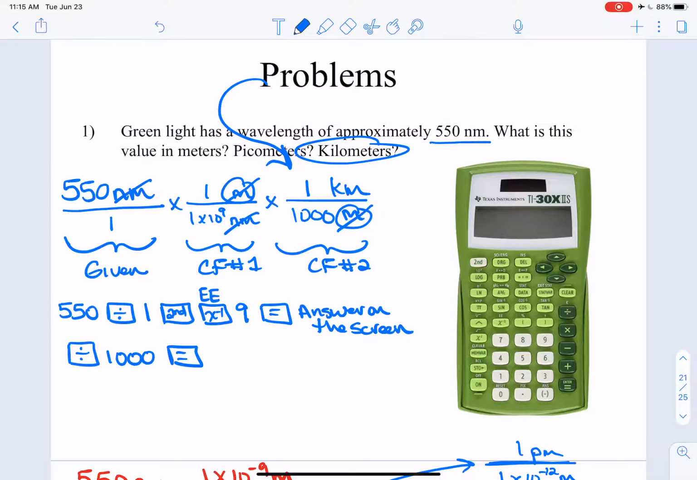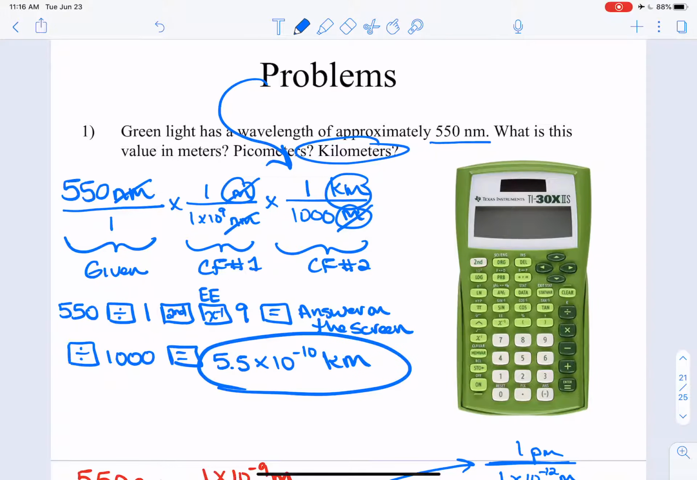And what we would get is a 5.5 times 10 to the negative 10, and we don't want to forget our unit because we want all our points. Kilometers. Okay, that was a lesson in how to use your calculator.